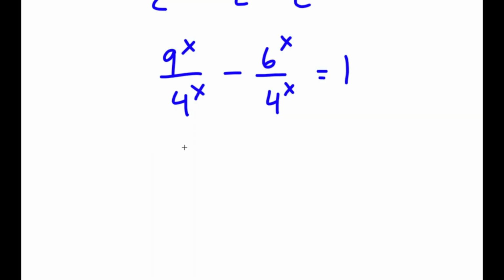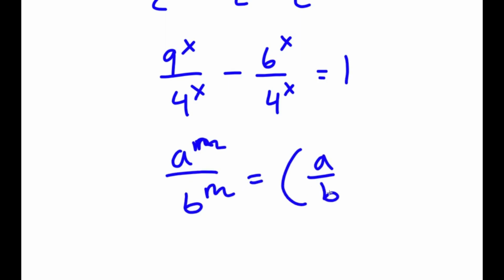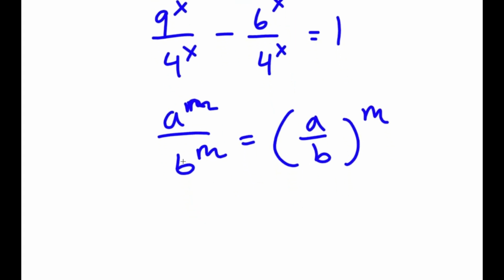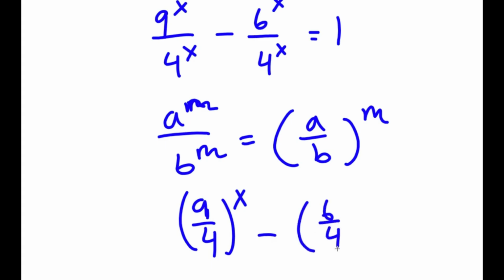Now, if I have something in the form a to the power of m over b to the power of m, this is equal to a over b to the power of m. So 9 to the power of x over 4 to the power of x is going to equal 9 over 4 to the power of x. And 6 to the power of x over 4 to the power of x is going to equal 6 over 4 to the power of x.